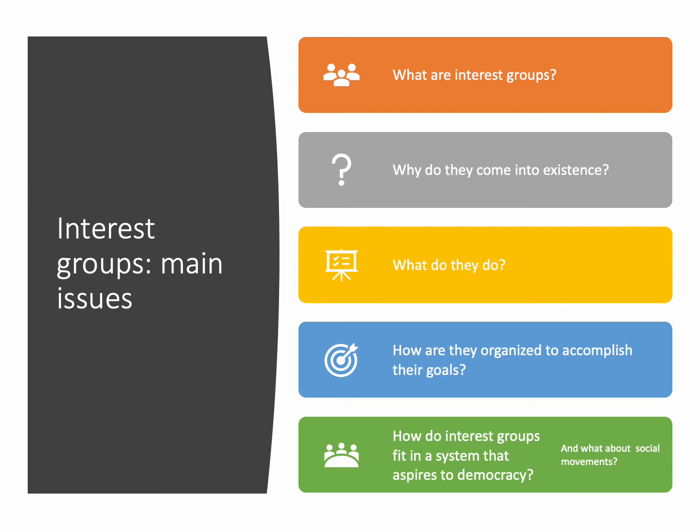There are five main issues we're going to talk about. The first two issues will be in this video, and the last three will be in the second video. So in this video, we're going to talk about what interest groups are, why they came into existence, and some theories about that, what brings them into existence, why are there so many of them. In the second video, we'll talk in more detail about what they do and how they're organized. And then we'll conclude by talking about how they fit into a system that aspires to being democratic.